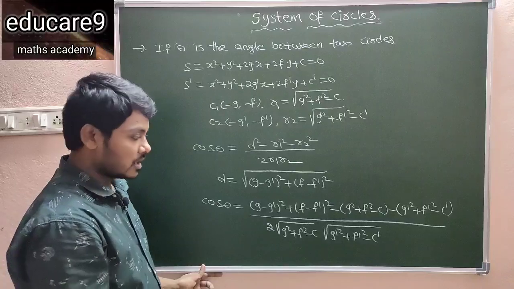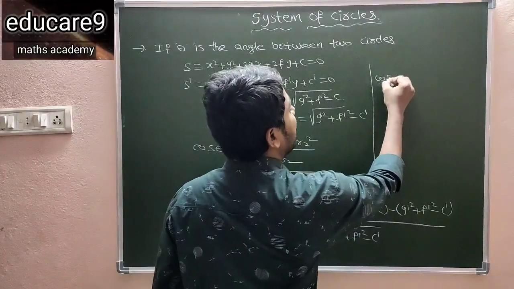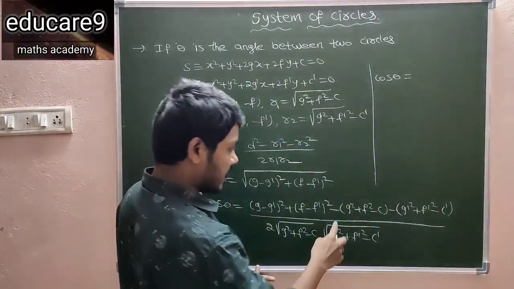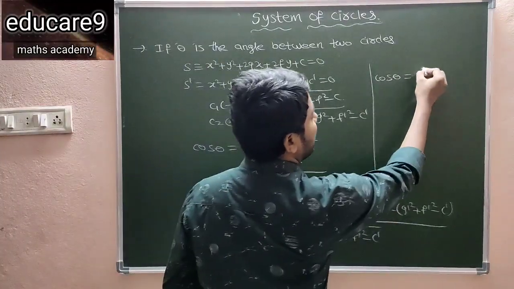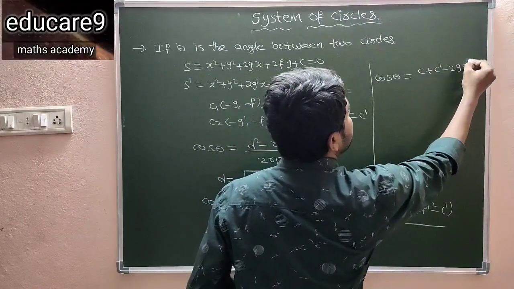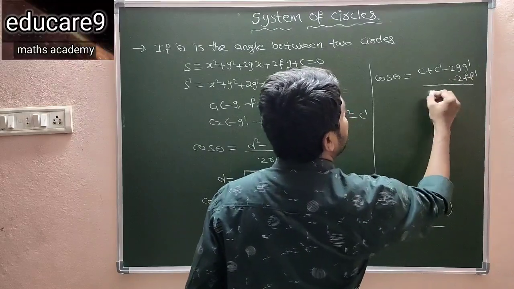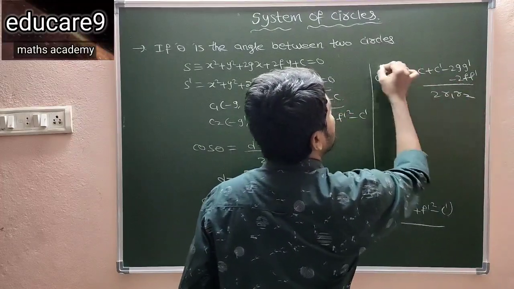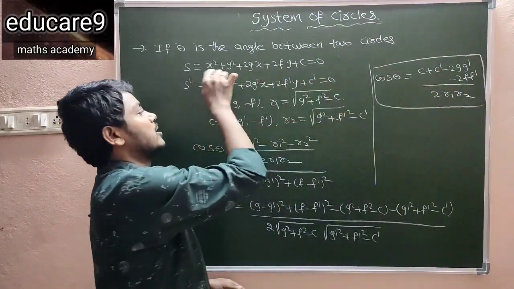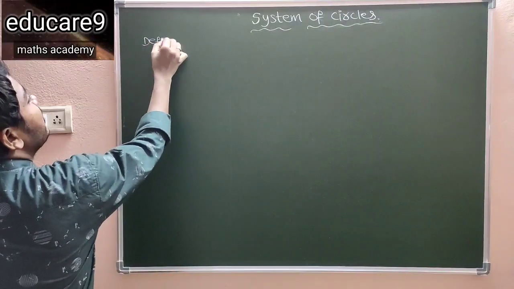Okay. So simplify this. So clearly you will get cos theta is equal to, see here, minus c plus c dash minus 2 g g dash minus 2 f f dash, divided by 2 r1 r2. So this is the angle between two circles S equals 0 and S dash equals 0. So here, next definition.